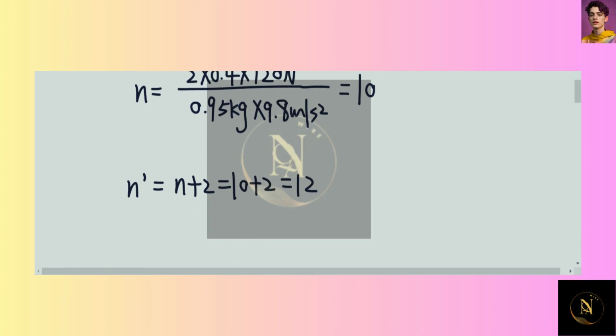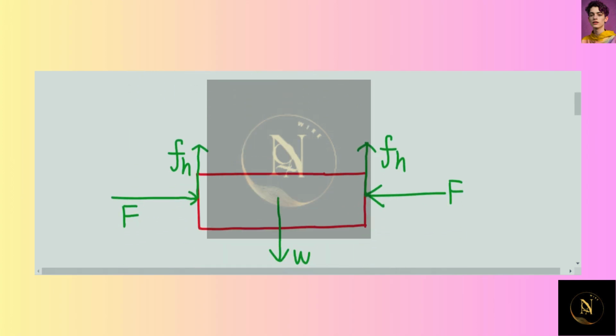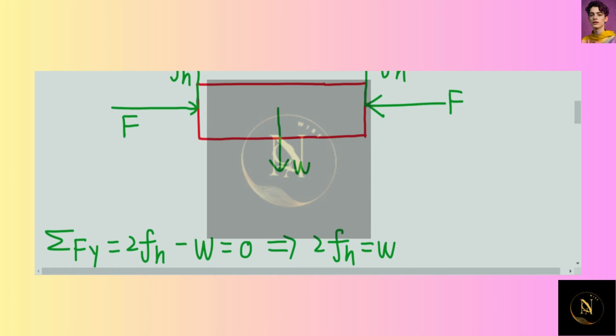So now let's take a look at another force diagram. And this is the force diagram of the stack of the books supported by the hands. And FH here is the friction between the hand and the books. So now we know the system is in equilibrium. Therefore, we have Fy is equal to 2FH minus W is equal to 0. So we have 2FH is equal to W.